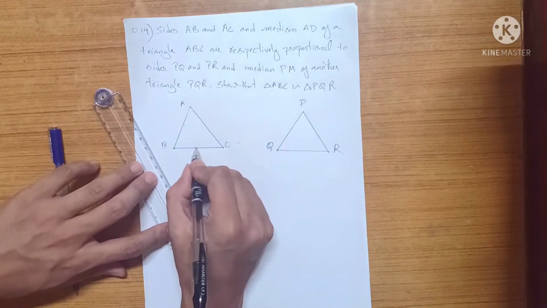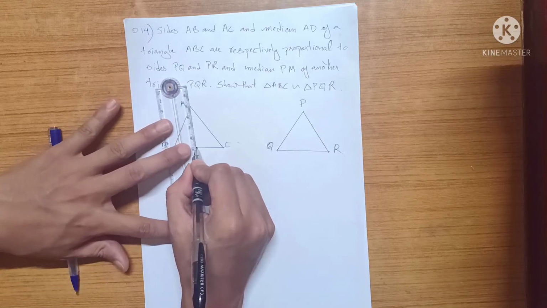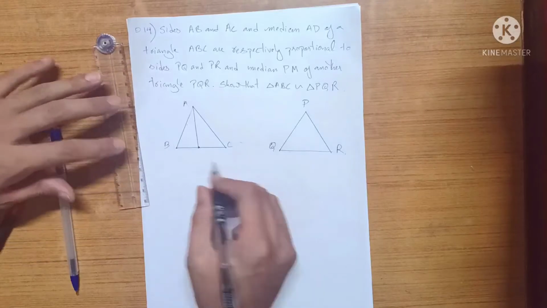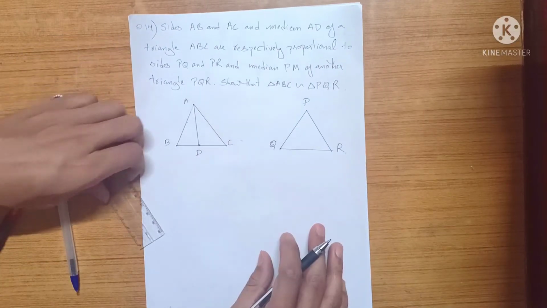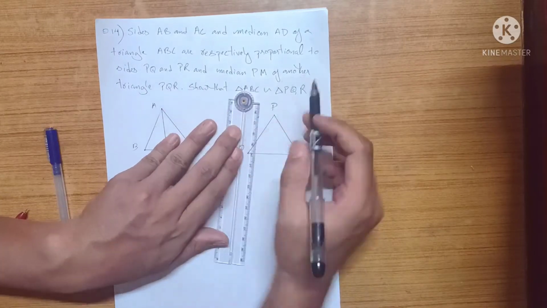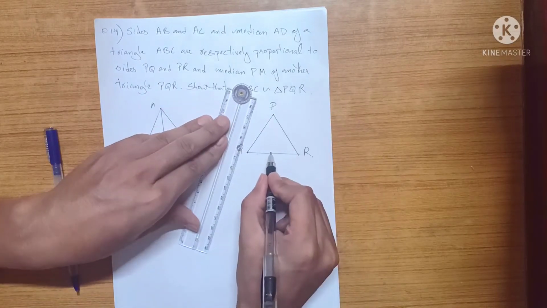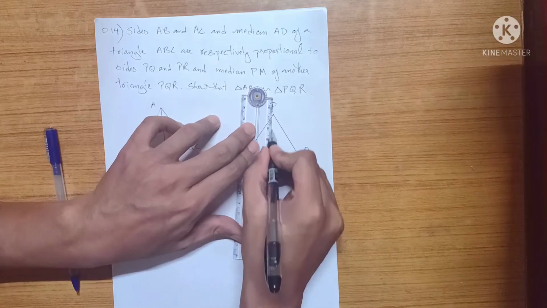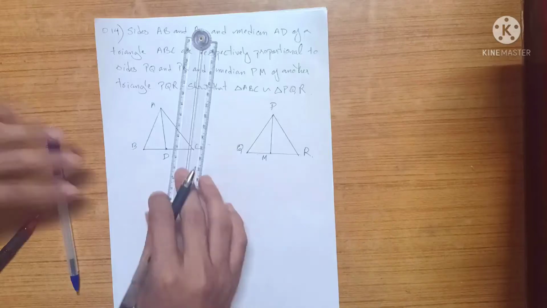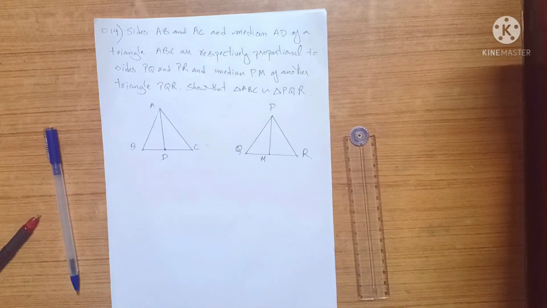So we need the median also. Median means the midpoint of BC is joined to the opposite vertex. So this is the median AD of BC. Here also we have PQ, PR, and median PM. So we need PM, so the midpoint of QR is M. Okay, so this is the question so far.